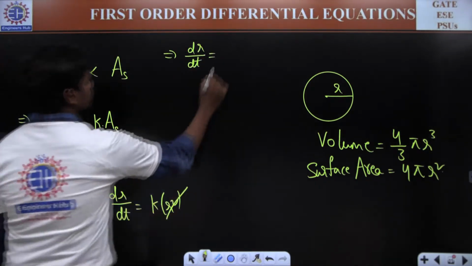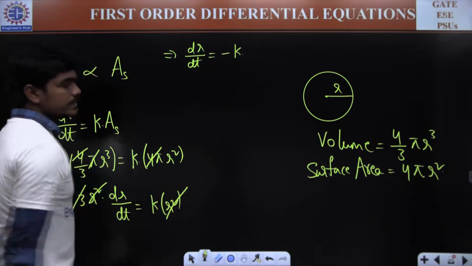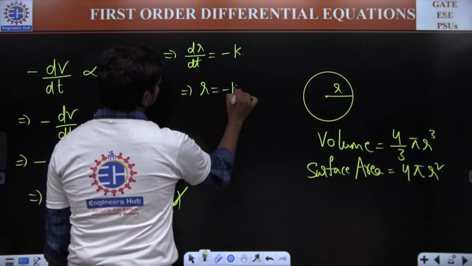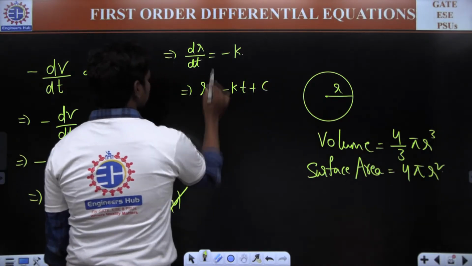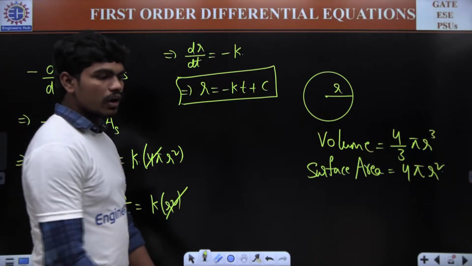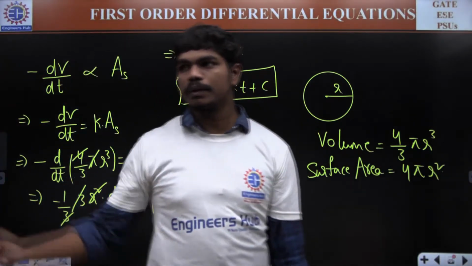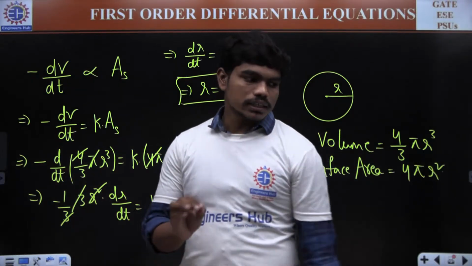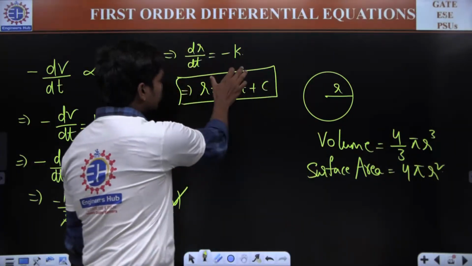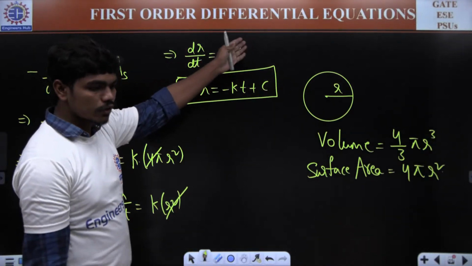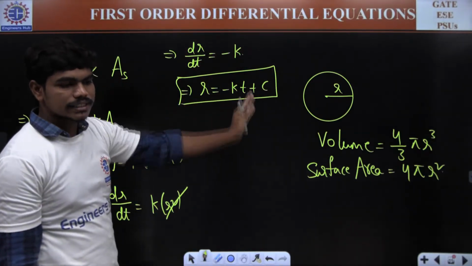So this implies dr by dt is equal to minus k. That means the radius is varying linearly with time, which means you can write r is equal to minus kt plus some arbitrary constant. So this is how the radius varies with respect to time. Did you all understand how I obtained the solution for this differential equation? Are you clear with this point? Did you understand how we got this differential equation? If dr is equal to minus k dt, then when you integrate, r is minus kt plus c.